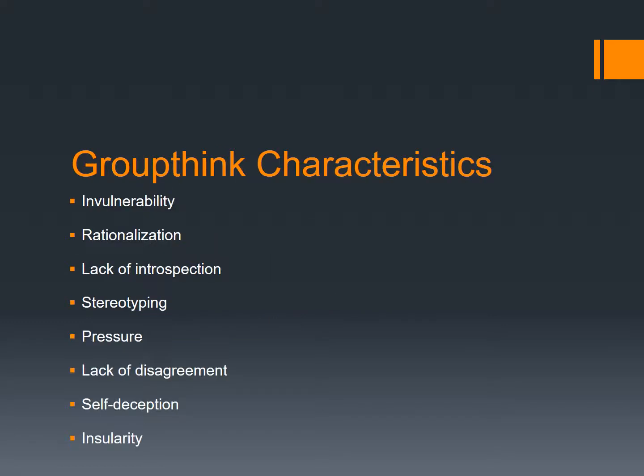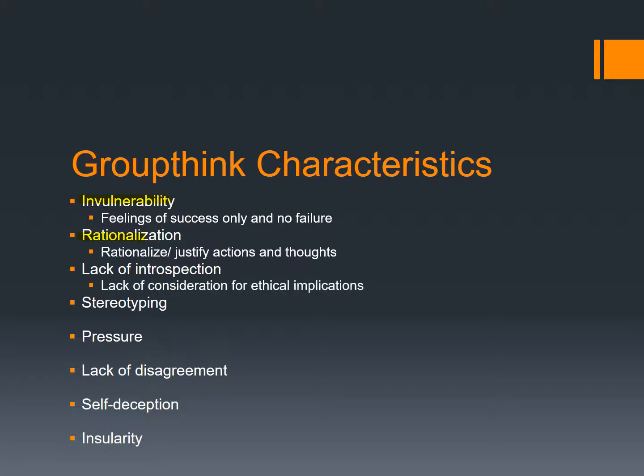These are all the characteristics of groupthink. Invulnerability occurs when the group members feel that they cannot fail. They also rationalize warning signs or red flags by justifying actions or thoughts of the group. Members believe they are completely moral and do not consider any ethical implications, and anybody who disagrees with the prevailing opinion is stereotyped as weak or stupid, and is immediately shut down.